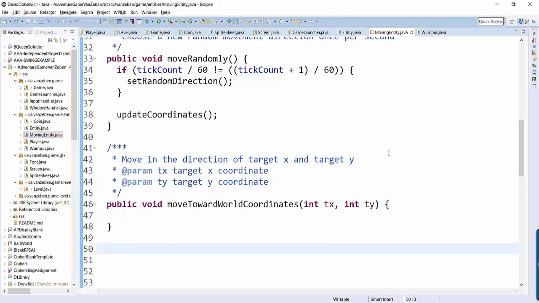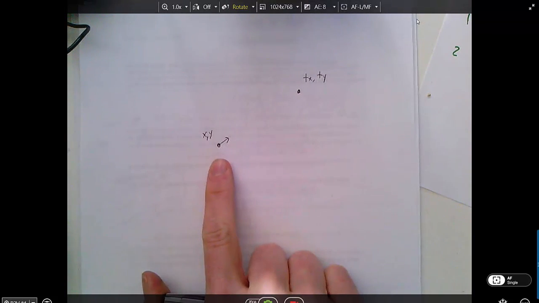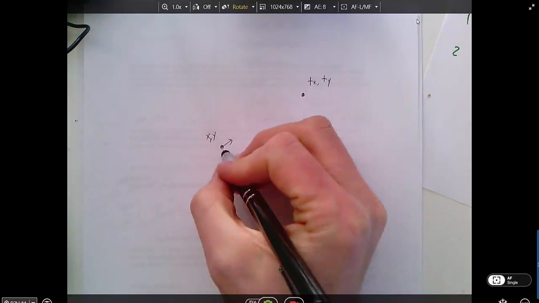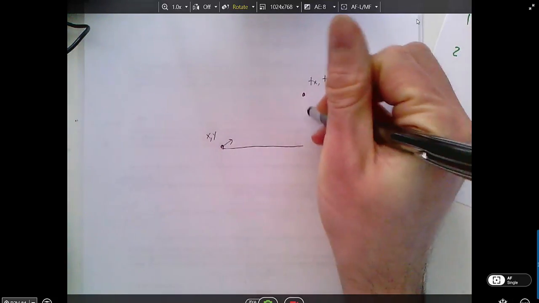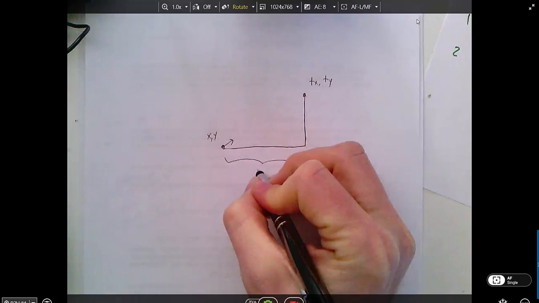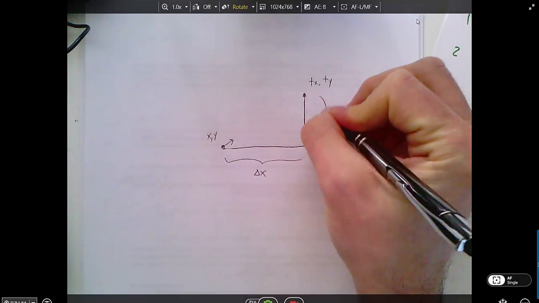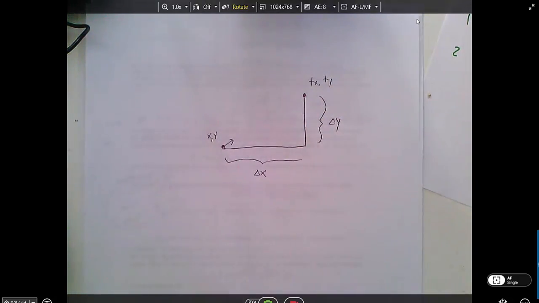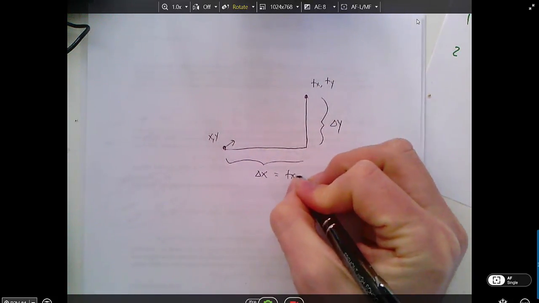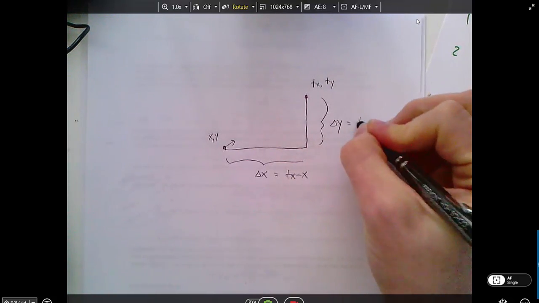Alright, so how are we going to do this? Let's talk math. Let's say these are the XY coordinates where we are, and these are the XY coordinates that we want to move towards. We need to figure out what is this direction. Let's imagine this is a right triangle. I'm going to call this delta X and this delta Y, the difference in X and the difference in Y. Delta X is Tx minus X. Delta Y is Ty minus Y.